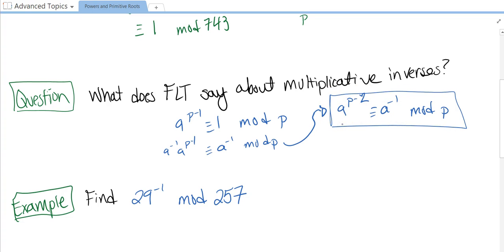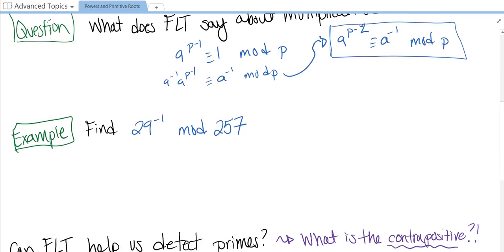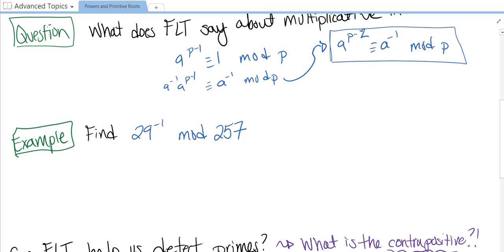So now we have the extended Euclidean algorithm to find multiplicative inverses. We also have Fermat's little theorem, which is faster. Let's double check this. Let's find 29 inverse mod 257. Again, you can check by the extended Euclidean algorithm. But thinking about this, this is a, and this is p.